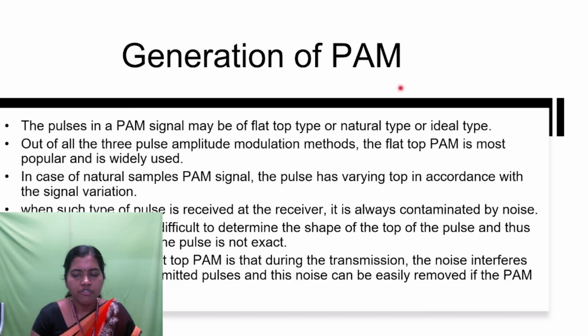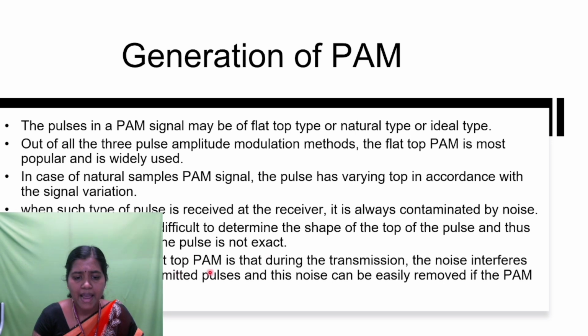Then the generation of pulse amplitude modulation. The pulses in the PAM signal may be of flat top type, natural type or ideal type. Out of all the three pulse amplitude modulation methods, the flat top PAM is the most popular and widely used. In case of natural sampling, the pulse has a varying top in accordance with the signal variation. When such a pulse is received at the receiver, it is always contaminated by noise. Then it becomes quite difficult for us to determine the shape of the top of the pulse, and thus the amplitude detection of the pulse is not exact.